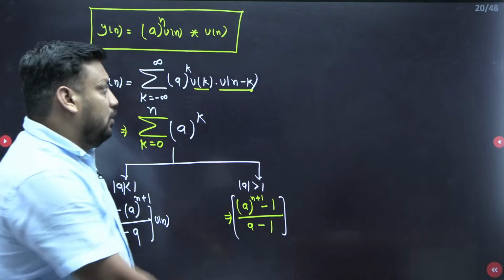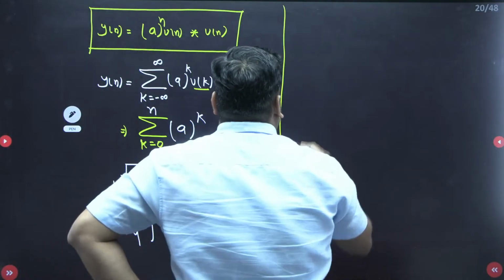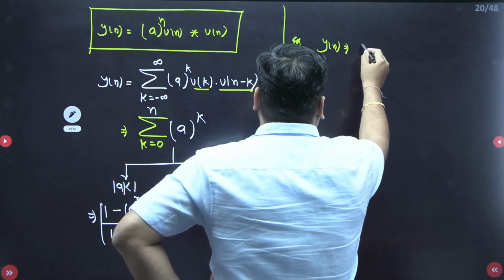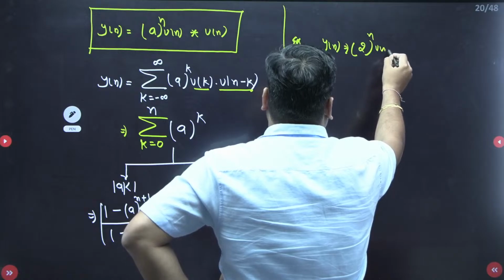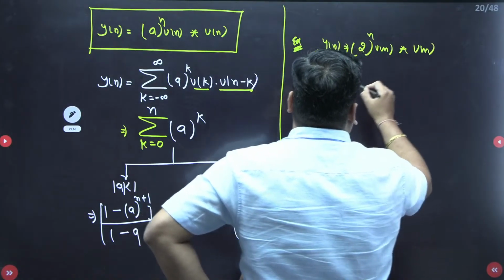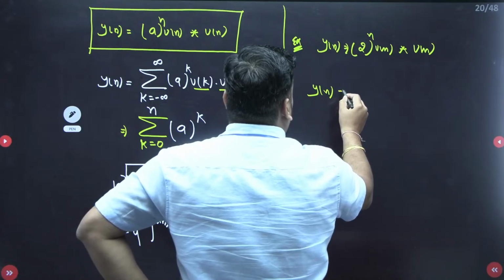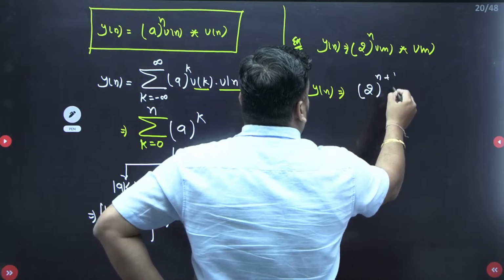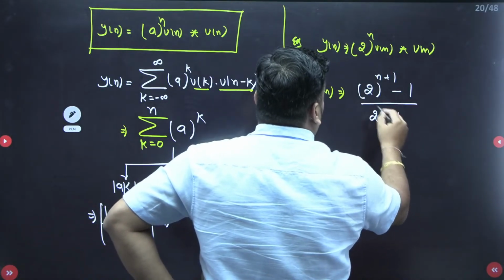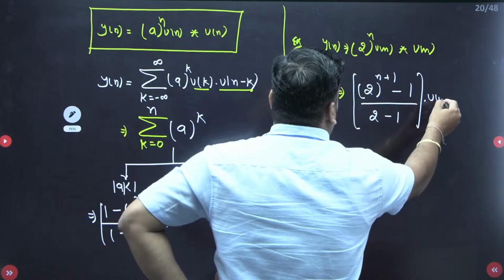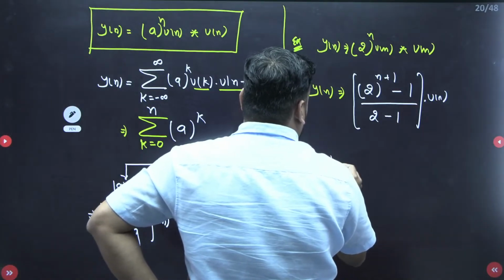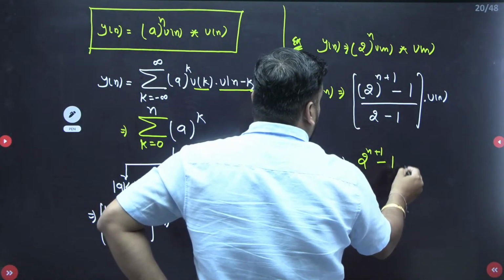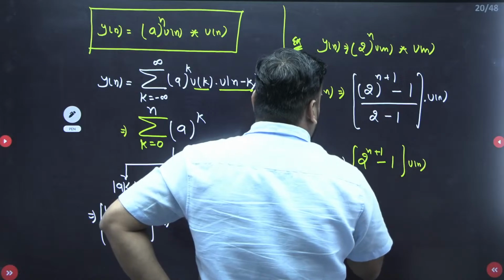Just complete this part. Let me take an example. If such a type of question comes, y[n] equal to 2ⁿ u[n] convolved with u[n], then your result is nothing but (2ⁿ⁺¹ − 1)/(2 − 1) times u[n]. So your y[n] is equal to what? 2 minus 1 is nothing but 1 only. So the answer is (2ⁿ⁺¹ − 1) · u[n]. This is your answer.